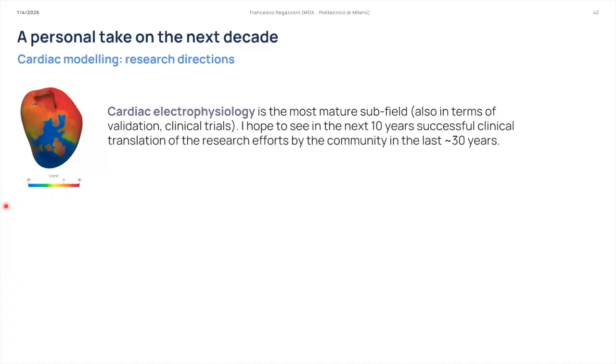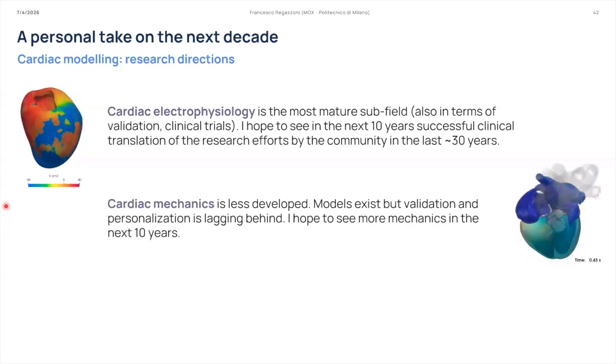And I hope that in the next 10 years, we will finally see successful clinical translation of all the research efforts done by the community in the last decades. Instead, cardiac mechanics, I think, is less developed. There exist models, of course, also advanced models, but validation and personalization are lagging behind, and I really hope to see more mechanics in the next 10 years.